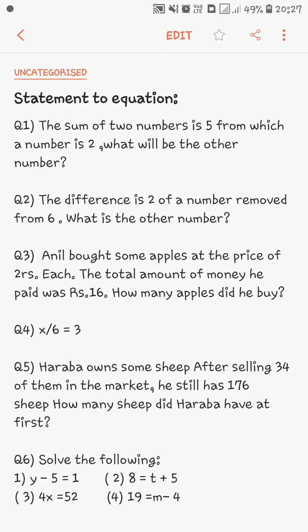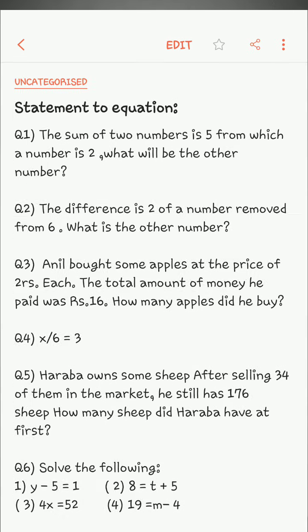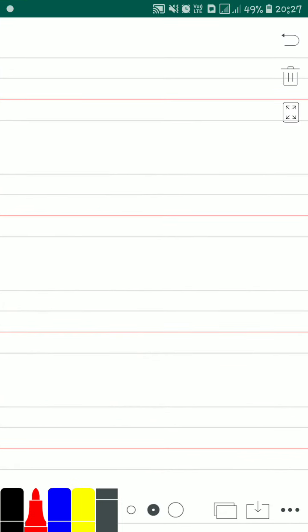Anil bought some apples at the price of 2 rupees each. The total amount of money he paid was rupees 16. How many apples did he buy? For 2 rupees each, he paid rupees 16 as total.